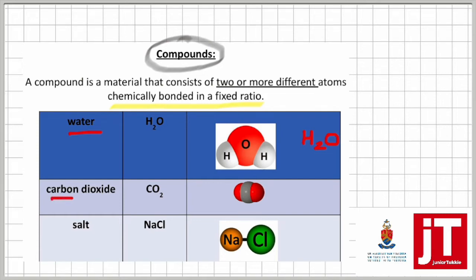Carbon dioxide is another compound because it is made up of 2 different atoms, carbon and oxygen, bonded in the ratio 1 carbon to 2 oxygens. That's why it has the formula CO2. And lastly, salt, as I've mentioned, is NaCl, which bond to each other in the ratio 1:1.